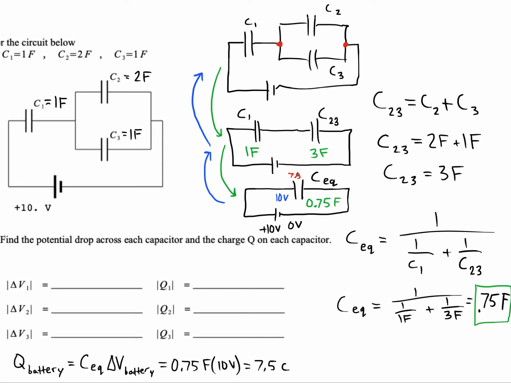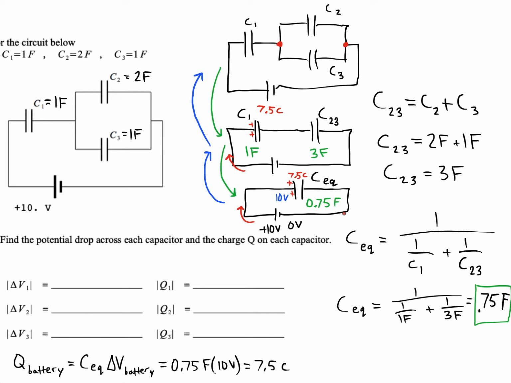I'll write that in. Now, if 7.5 coulombs of positive charge is piled onto the positive plate here, then that tells us that 7.5 coulombs is also going to be piled onto the positive plate of C1. So C1's charge is also 7.5 coulombs.